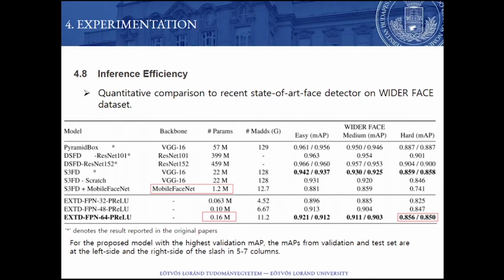These are the three columns where you can see the easy, medium, and hard mean average precision values given on the WIDER FACE dataset. Here the star denotes the result reported in the original papers. For the proposed model with the highest validation mean average precision, the mean average precision from validation and test sets are at the left side and the right side of the slash for the easy, medium, and hard columns.